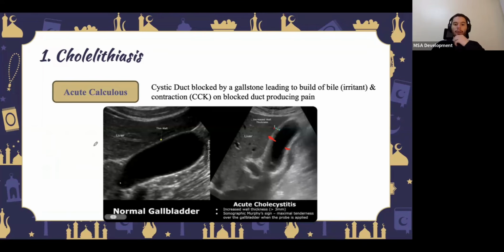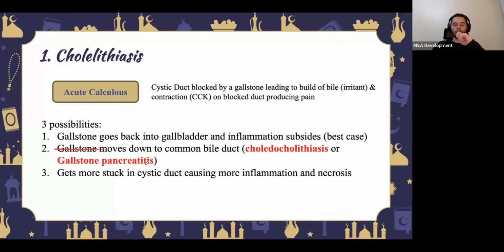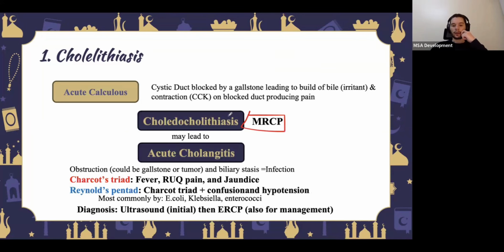Now, moving on. There are three possibilities for the gallstone. Either the gallstone goes back into the gallbladder and the inflammation subsides. This is the best case scenario. Or it moves down to the common bile duct, and we already mentioned how this is referred to as choledocholithiasis. When you have obstruction of the common bile duct, you'd have right upper quadrant pain and jaundice. Or it could go and block the pancreatic duct. If it blocks the pancreatic duct, there would be retrograde movement of pancreatic enzymes, and this would lead to pancreatitis.